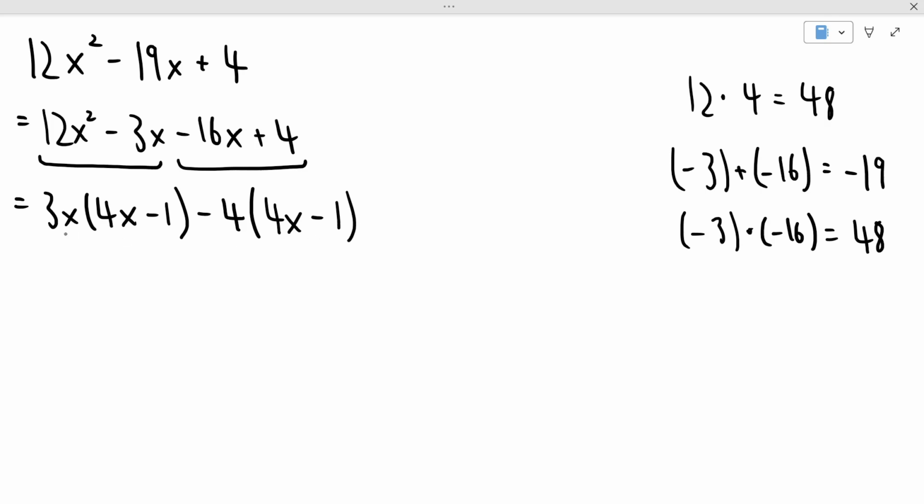So now we can see that both terms have this 4x minus 1 term in common, so we'll factor that out from both terms. If we take out a 4x minus 1 from the first term, we're left with 3x, and if we factor out 4x minus 1 from our second term, we're left with minus 4. So this factors to parentheses 4x minus 1 times parentheses 3x minus 4, and this is our final answer.